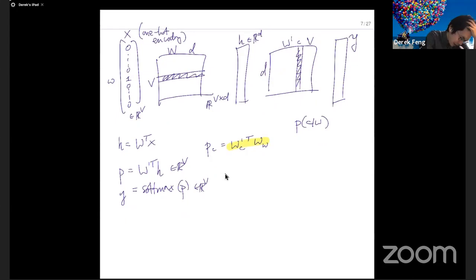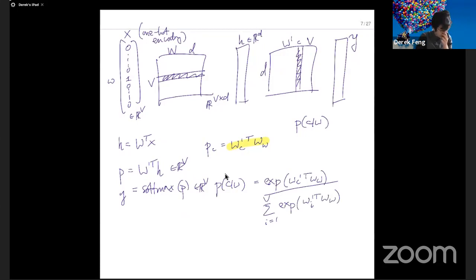Okay, and then, right, to get back to what we know, P of C given W is then just going to be the softmax. So that would just be W_C transpose W over the sum over i from 1 to V of W_i transpose W. Right. So this is a vector. I'm saying this is the Cth entry of that. How do I get the Y, which is the output? That's just going to be my softmax.